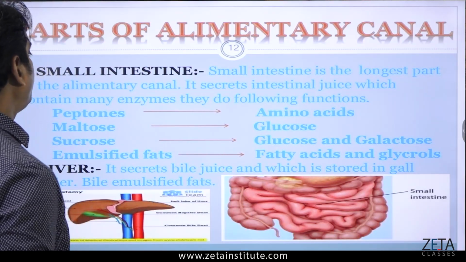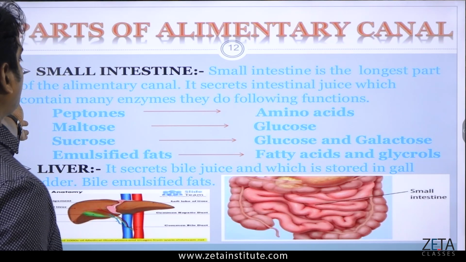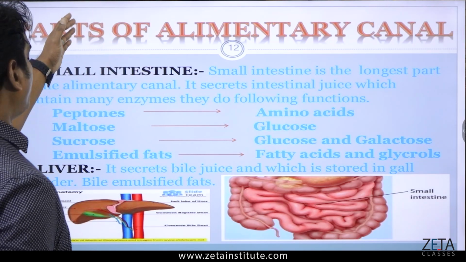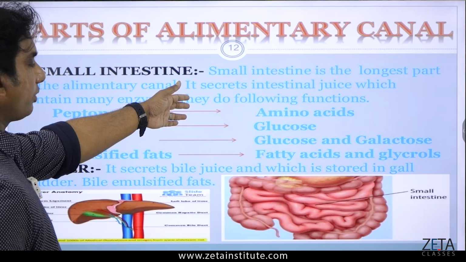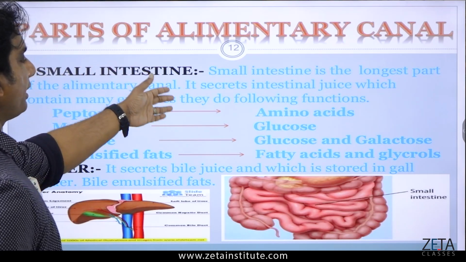Gastric gland side view. This is how it happens in the small intestine when they convert with the help of enzymes. So peptones are converted to amino acids, maltose converted to glucose, they are smaller ones. Sucrose converted to glucose and galactose, fats converted to fatty acid and glycerol.